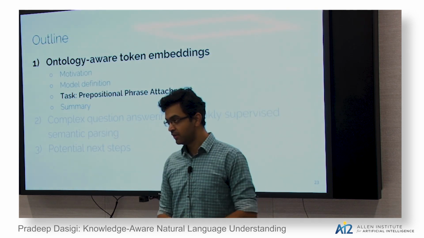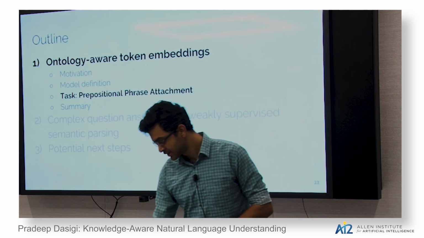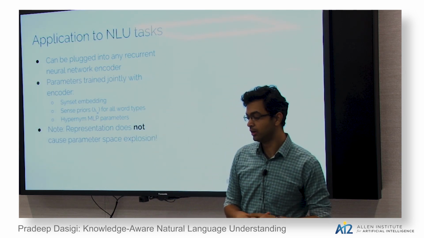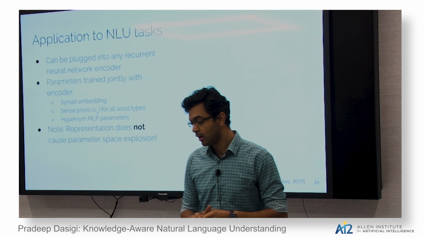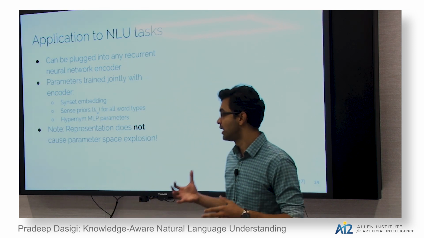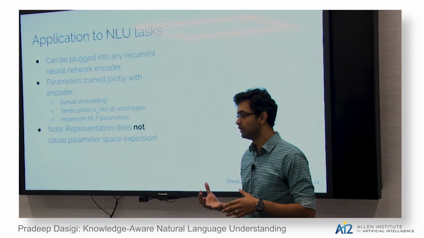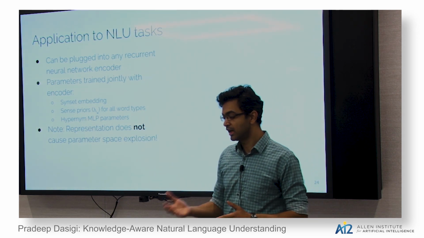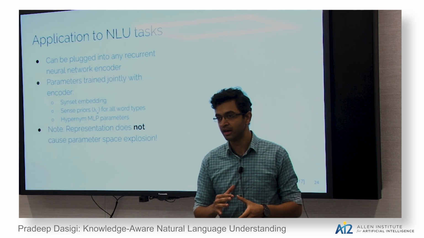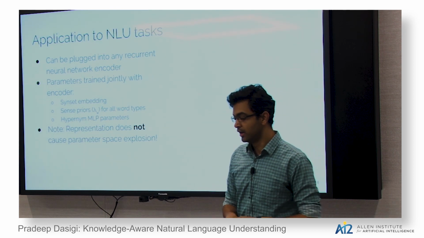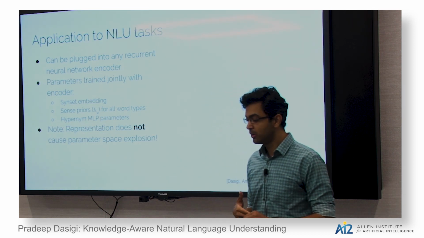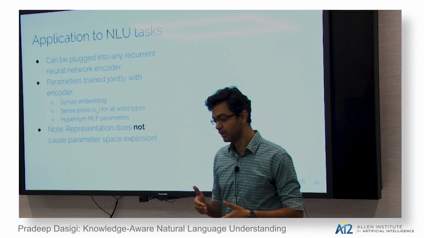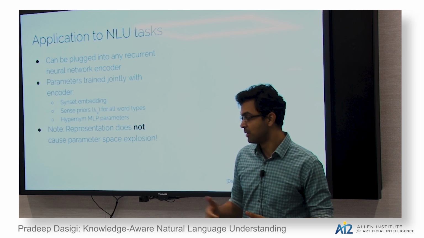Okay, so now that I've defined the model, let's look at some tasks. The task we'll look at is prepositional phrase attachment. When we are trying to apply this model to this task and any other natural language understanding tasks, it can be observed that the model that I've described can be plugged into any recurrent neural encoder. And the parameters can be trained jointly with the encoder, the parameters being the synset embedding, the sense priors, and the MLP parameters.